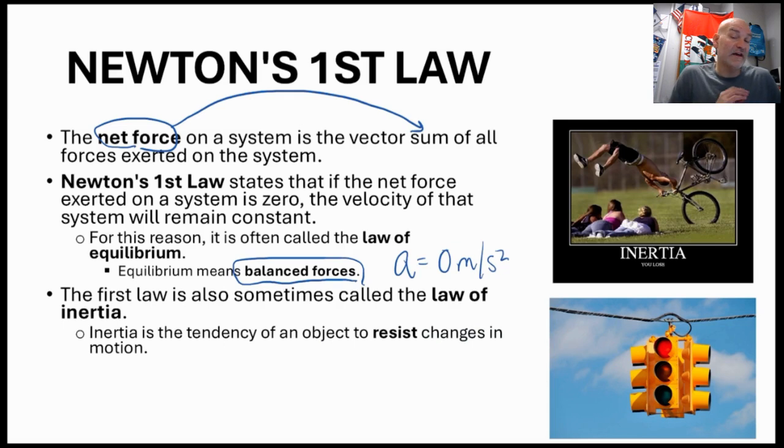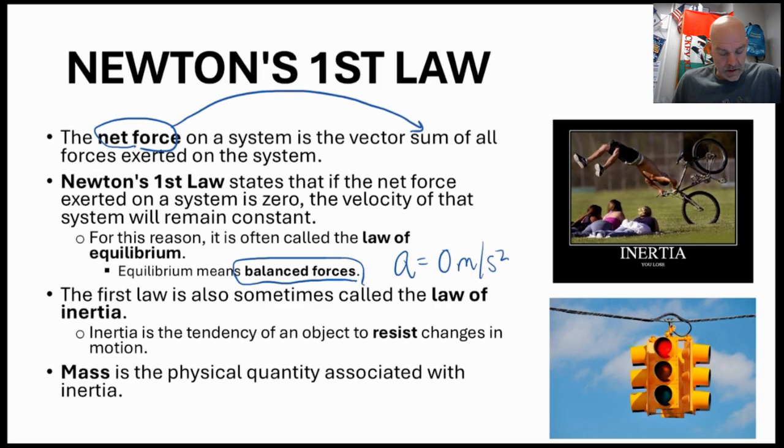The second name for Newton's first law is the law of inertia. What is inertia? It is the tendency of an object to resist changes in motion. Funny picture there: this is what happens when you brake on a bike or hit something and you keep going forward, because your body wants to keep moving forward. Inertia says the bike's going to stay, and that's why you go head over the handlebars.